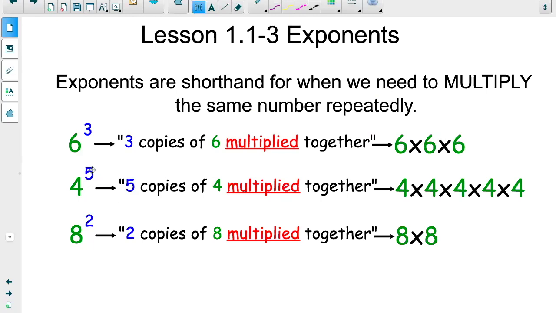I have the 4 with this 5, this little 5 to the raised right-hand corner means give me 5 copies of 4, and again, not added together, but multiplied together. So 1, 2, 3, 4, 5, and I'm multiplying them all. And lastly, I've got the 8, and then I've got the 2, and the 2 telling me I got 2 copies of 8, 1, 2, and I'm going to multiply those together. So exponents means repeated multiplication, where multiplication means repeated addition. All right?